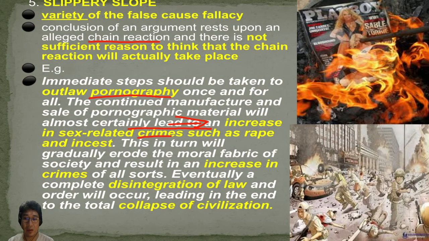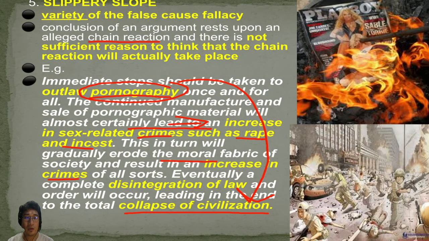Magkakaroon daw ng mga krimen such as rape and incest. This in turn, another effect. So may series tayo ng effects. This in turn will gradually erode the moral fabric of society. So may morality na. And result in an increase in crimes of all sorts. Eventually, a complete disintegration of law and order will occur, leading in the end to the total collapse of civilization. So nagkaroon ka lang ng pornography dito, it will eventually lead to the end of civilization. Okay, this is slippery slope.